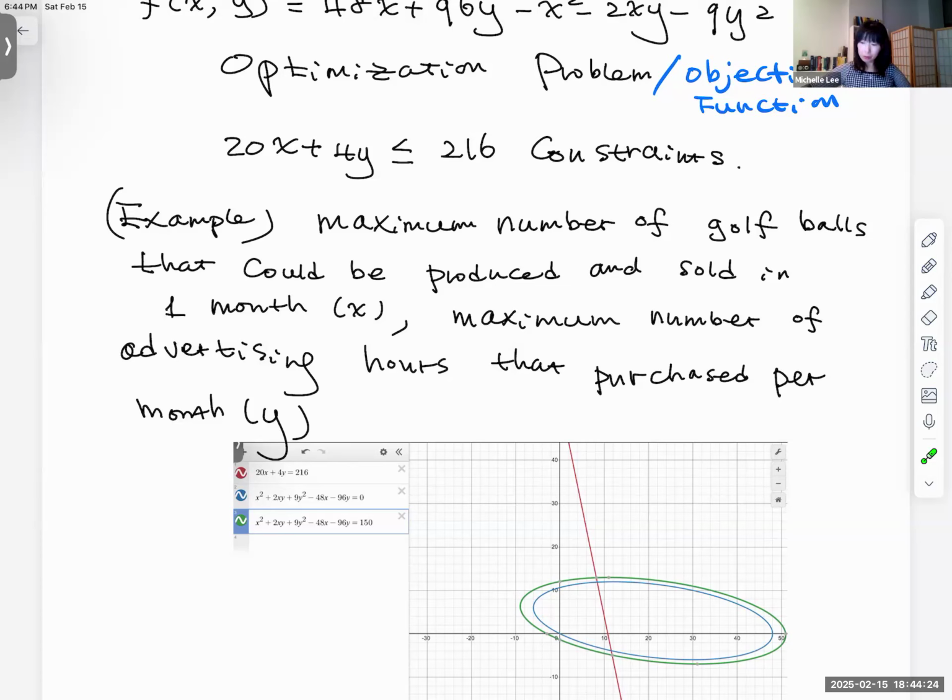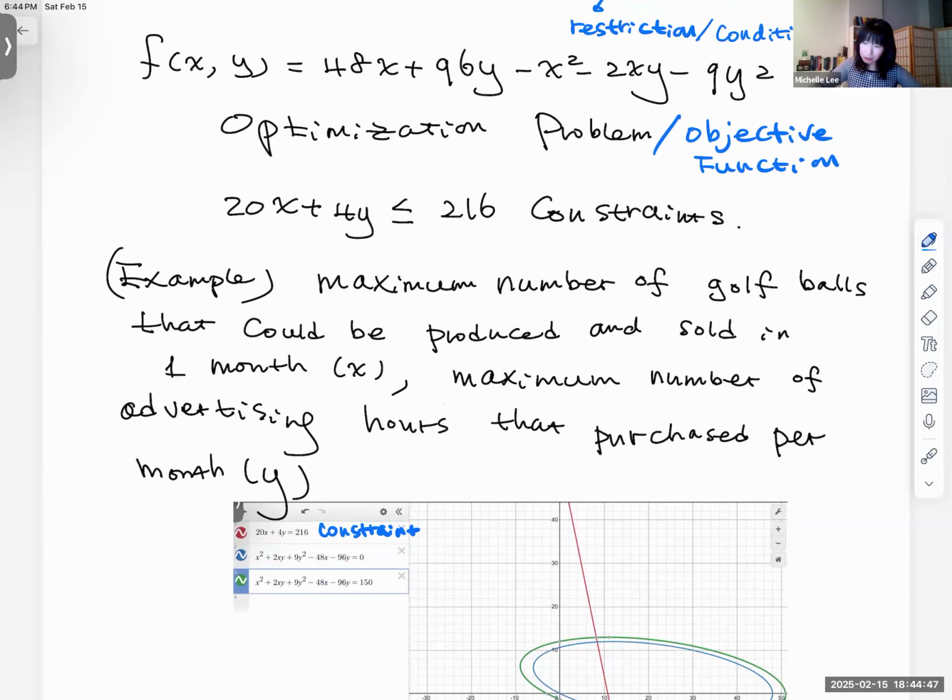Now, for example, we have X, the maximum number of golf balls that could be produced and sold in 1 month, and Y, the maximum number of advertising hours purchased per month. So this is what I said earlier. This is a constraint, right? And look, I set up this function equal to 0.